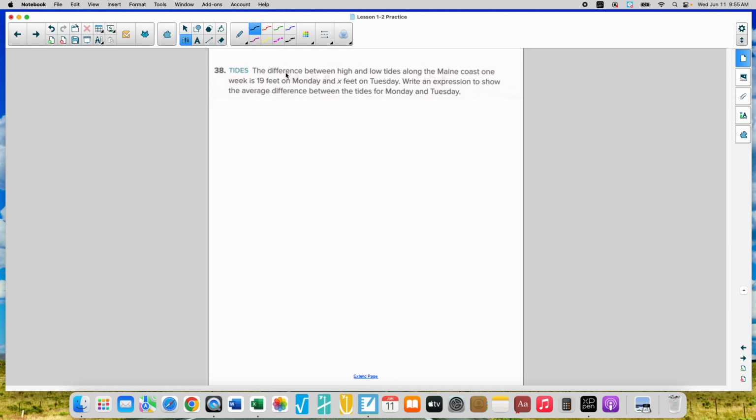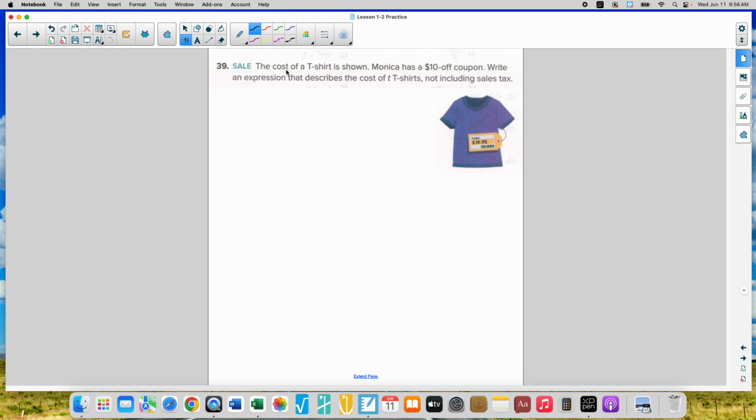The difference between high and low tides along the Maine coast one week is 19 feet on Monday and x feet on Tuesday. Write an expression to show the average difference between the tides for Monday and Tuesday. The average difference. Well, it's 19 plus x feet divided by 2 that is going to be the average of those two. So I would assume that's what they mean.